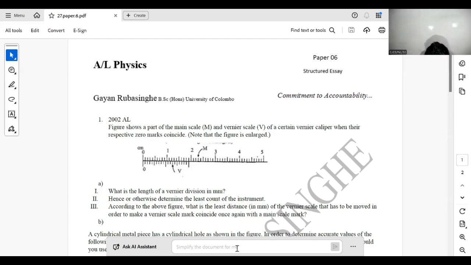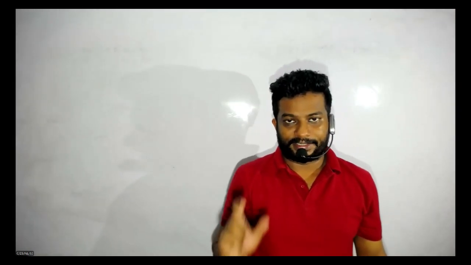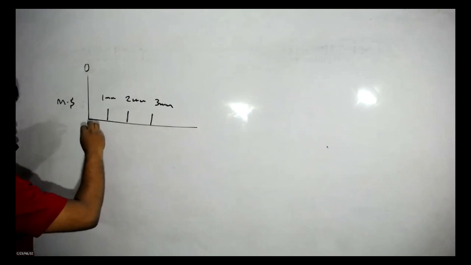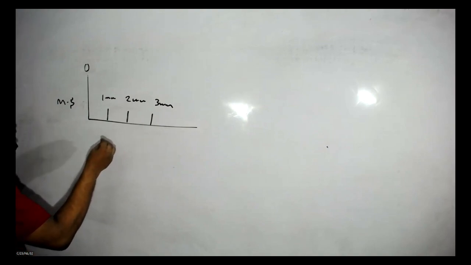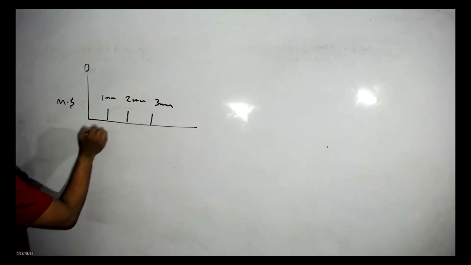According to the diagram, you can observe that the main scale is calibrated in millimeters. There are 19 millimeter divisions that coincide with the vernier scale, and in the vernier scale, there are 20 vernier divisions, right? Now you can draw a simple diagram to identify the least count of the scale. You can represent the first, second, third main scale division and vernier scale division in a diagram to identify the length of main scale division, length of vernier scale division, and also the least count, right?